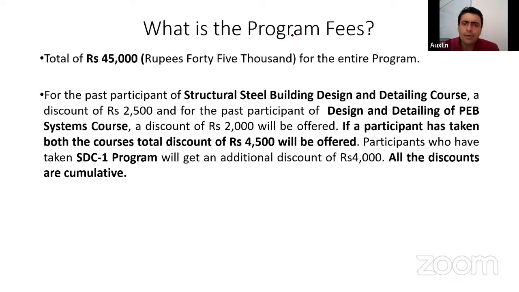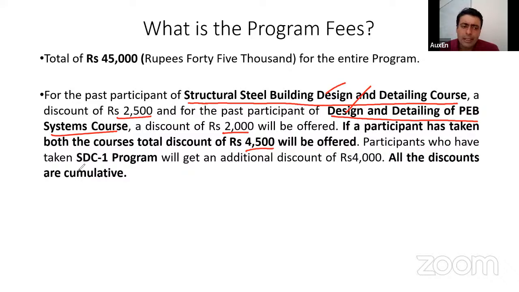This might look a little bit complicated because the language is slightly complicated, so let me throw more light on it. Those participants who have done the steel design course with us in the past will get a discount of 2500 rupees. Those participants who have done the PEB design course with us in the past will get a discount of 2000. If someone has done both these courses, then the discount will be cumulative. That means 4500 will be the discount.